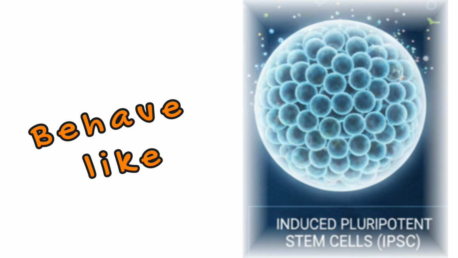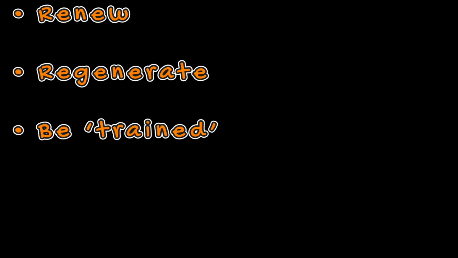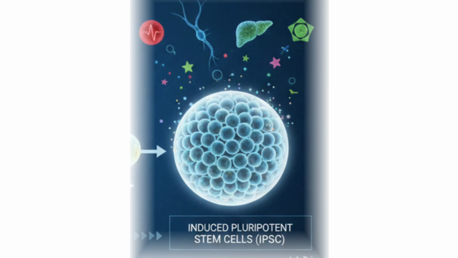Cell growth. Now after the reset, that is about a month, the cells behave like pluripotent stem cells and are able to both renew, regenerate, and be trained to be any type of cell in the human body.